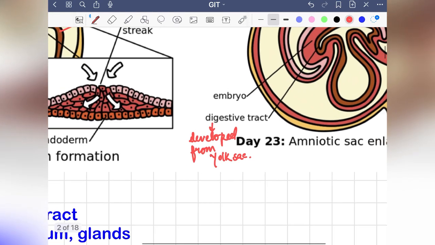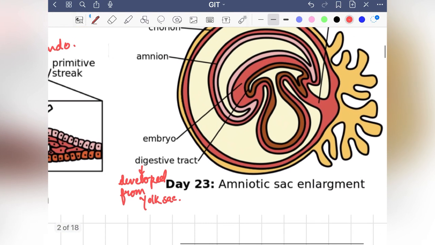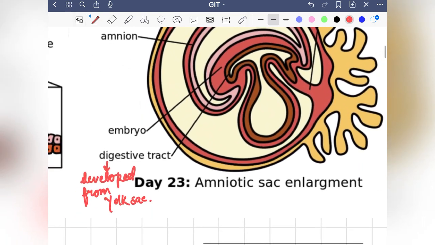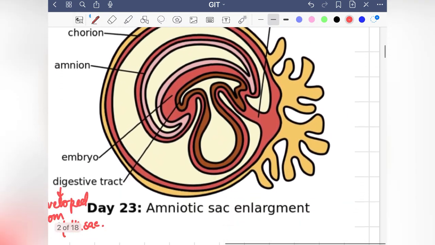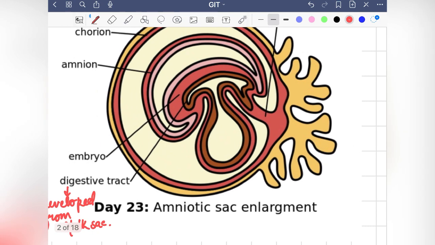Just outside of that endoderm, you can see a red line. That red represents mesoderm, and that's where all the connective tissue and muscles surrounding abdominal structures in the GI tract are going to come from.